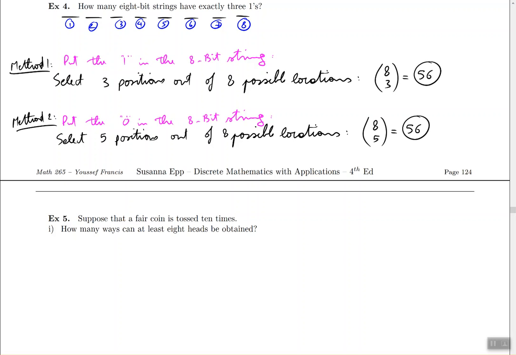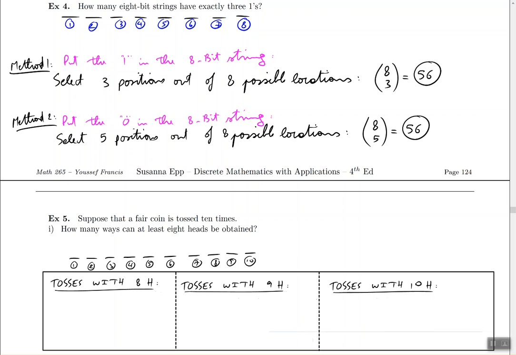Now, in example 5, we're looking for how many ways at least 8 heads can be obtained. And we're tossing the coin 10 times. So there are 10 tosses, and we basically want to figure out how many ways at least 8 heads can be obtained. Well, that just means that you can have 8 heads or 9 heads or 10 heads, okay? So we're going to break the problem into 3 different sets and count each one of the sets separately.